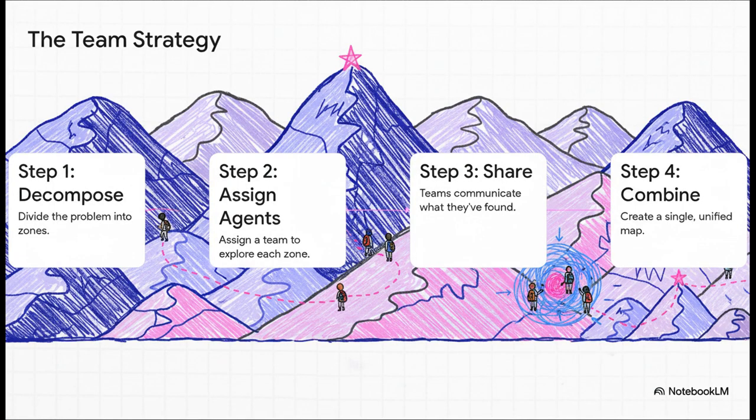And the strategy is actually kind of beautiful when you stick with our metaphor. First, you decompose the problem. You divide that whole mountain range into different zones. Then, you assign your agents, your teams of climbers, to explore each zone. Now, here's the crucial part. The teams communicate. They share what they found. Hey, we found a peak at 8,000 meters over here. Finally, all that knowledge gets combined to create one single unified map, letting the system spot the true highest peak.